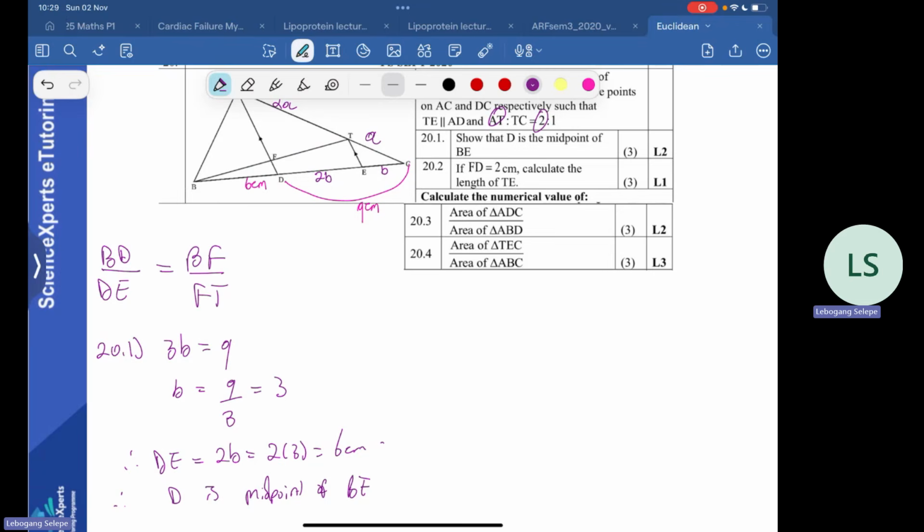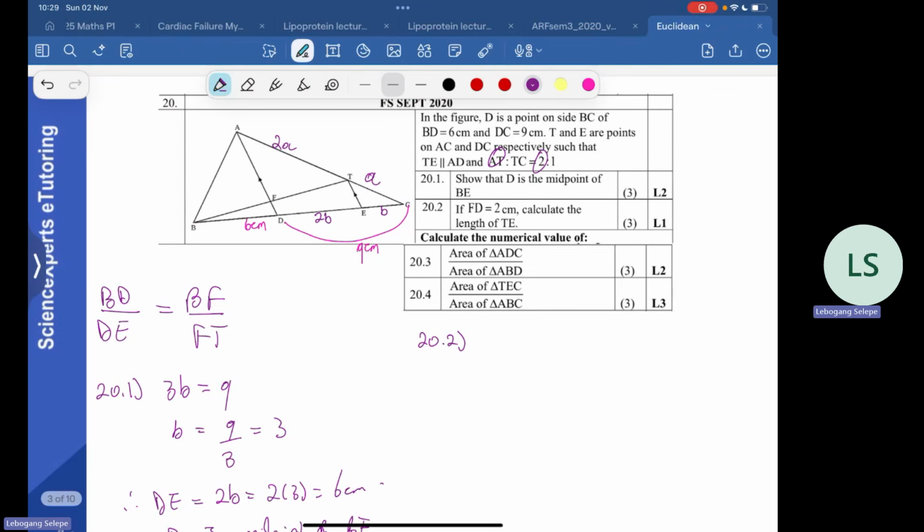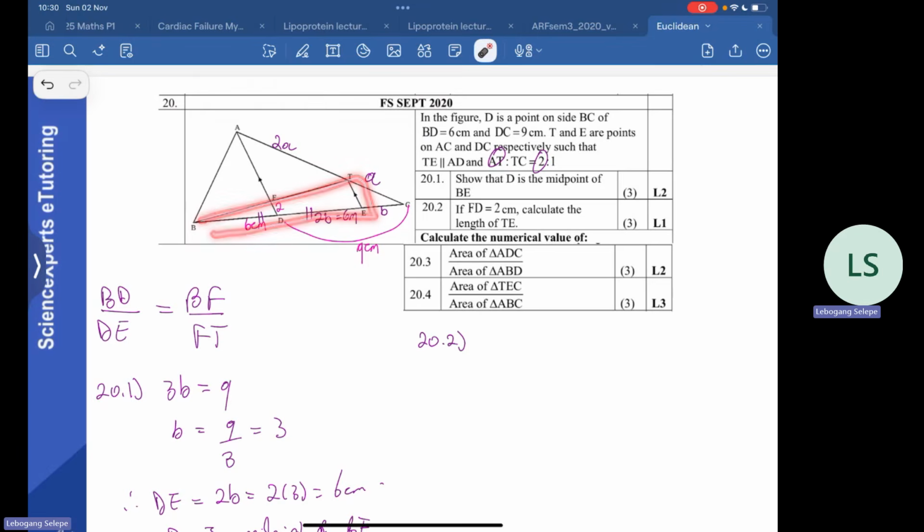So now let's move on to the next question, 20.2. They are giving us that FD is 2 centimeters. So here we are given that this is 2 centimeters. We just proved that here is 6 centimeters, being equal to that. So now look, in this triangle here, this is a midpoint, right? This line is parallel to that line. How? This is the midpoint theorem, guys.